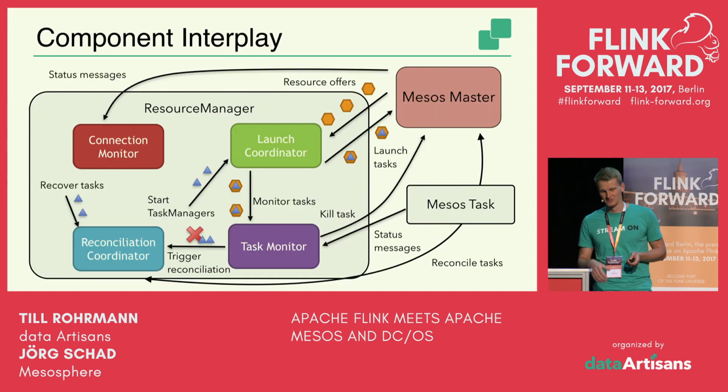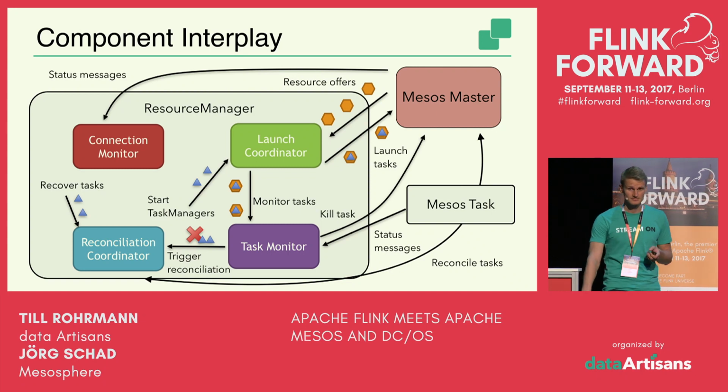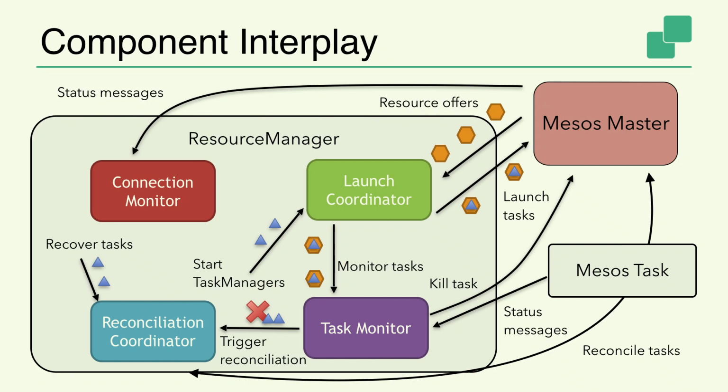Okay, this might sound a bit abstract. Now let's take a concrete look at how these different components play together. So the resource manager runs all these 4 components, and let's start with the connection monitor. So you have the Mesos master, and the connection monitor listens to the status messages from this master, and that way you can tell when the connection to the Mesos master has been lost. The launch coordinator is told how many task managers to start. That's indicated by these blue triangles.